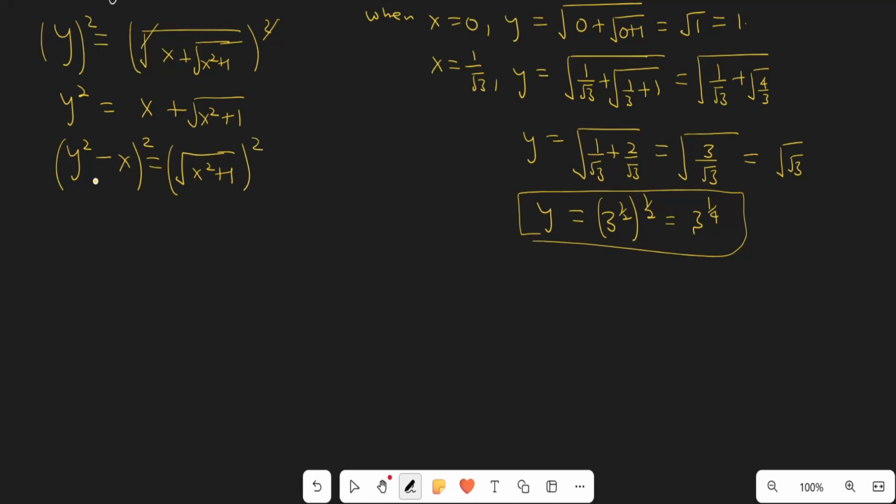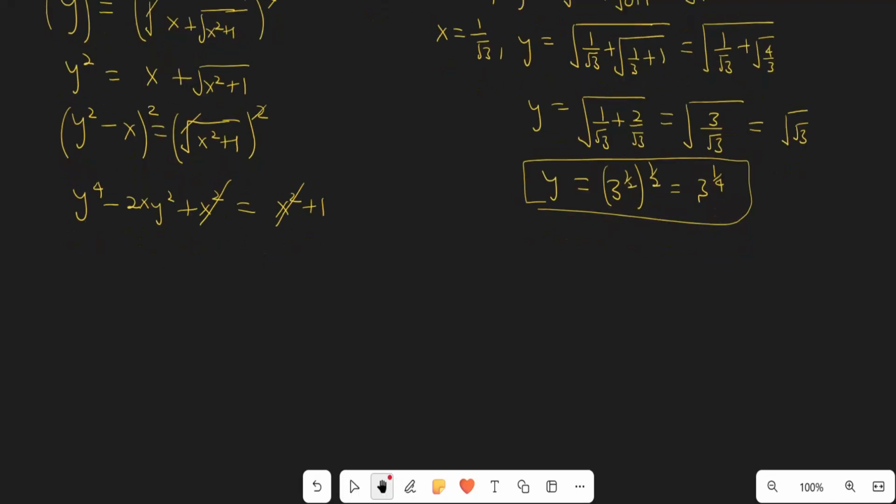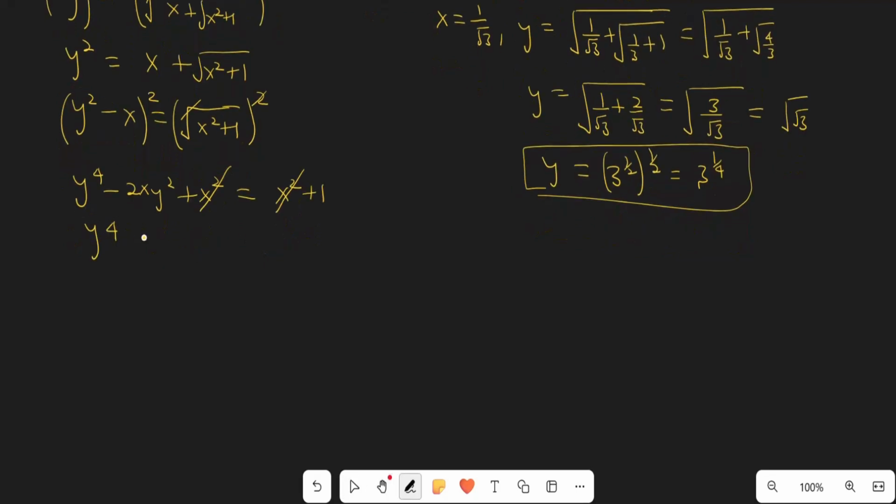Square both sides again. Foiling this, we get y raised to the power 4 minus 2xy squared plus x squared, equal to x squared plus 1. So this x squared will cancel that x squared, and what you are left with is y raised to the power 4 minus 1 equal to 2xy squared. You are trying to isolate x here and find an expression for dx in terms of dy, right? So divide by 2y squared and do the same thing to the left hand side to maintain equality. This cancels and isolates x to be equal to y raised to the power 4 minus 1 all over 2y squared.